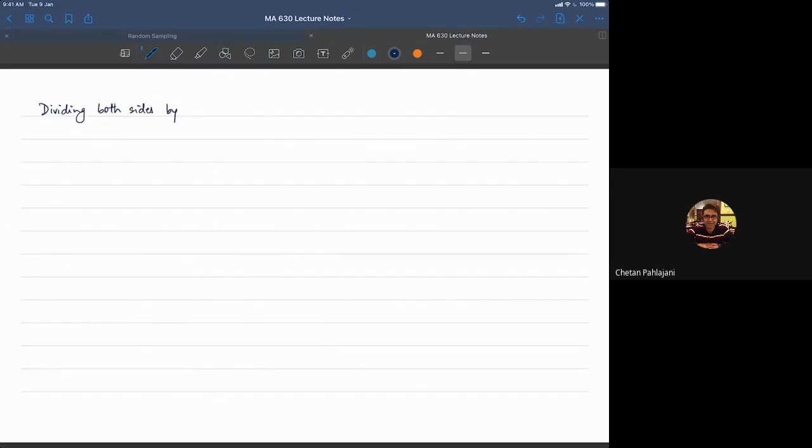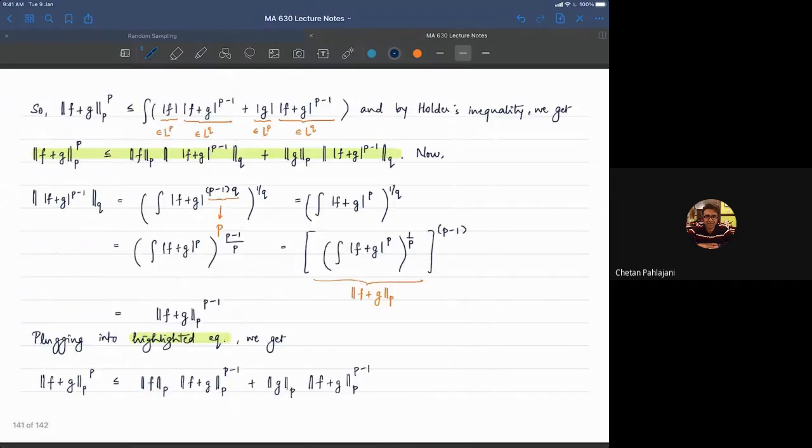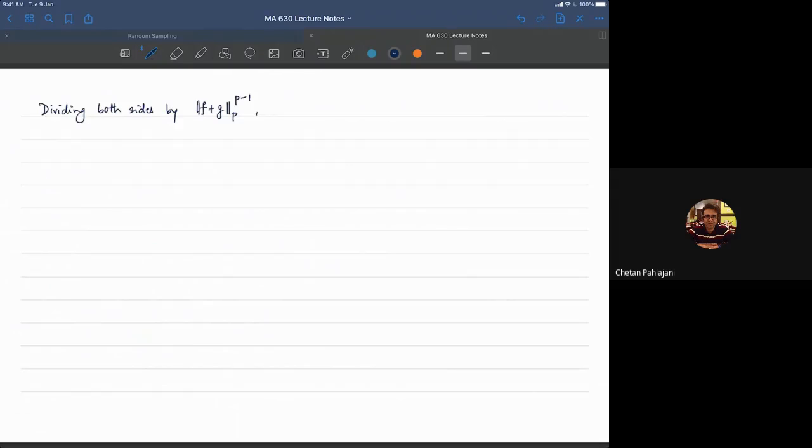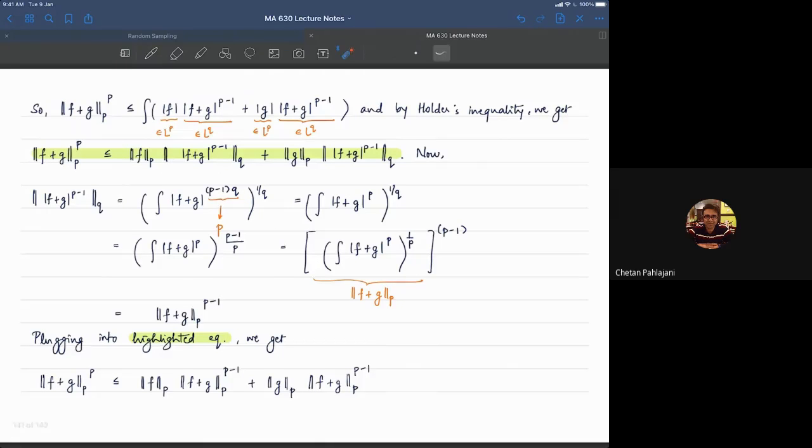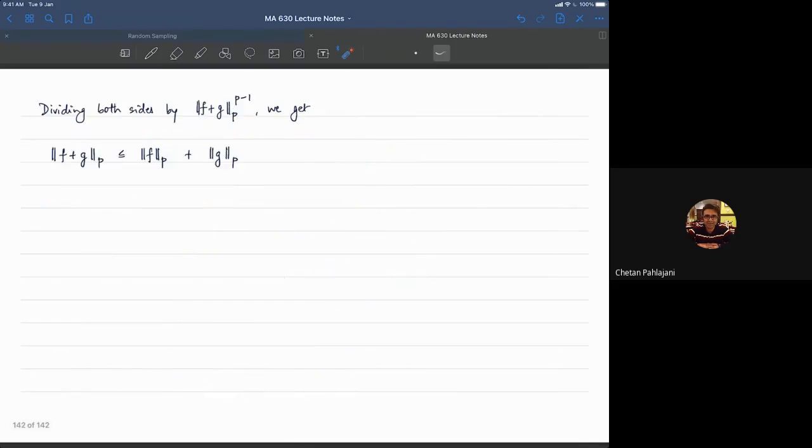So dividing both sides by norm f plus g to the p minus 1, what do we get? We get norm f plus g p less than or equal to norm f p plus norm g p. All right, because this is going to disappear, and when this disappears, from this p, p minus 1 is going to disappear. So what's going to be left is just 1. Okay, and this is what you get.